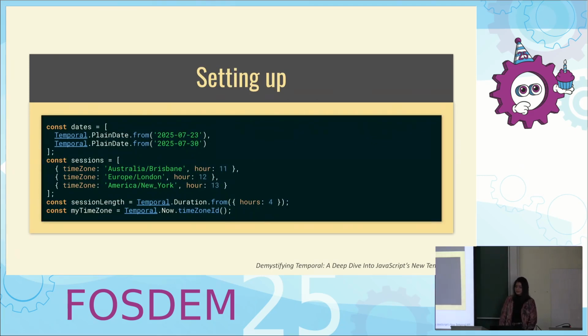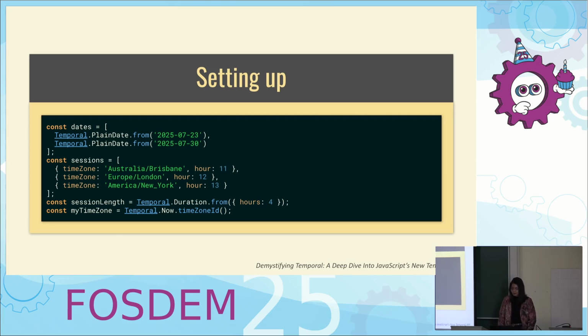So for setting up, this is a small piece of code that we use. We have the dates, that is the 23rd and 30th. Then we have a sessions array with the information about the time zone and the hour at which the conference starts. We have the session length, which is a duration object. And we have my time zone, which we get using the Temporal.Now.timeZoneId option. Two things I haven't talked about yet: one of them is the from method, which I'm using to construct the plain date and the duration.